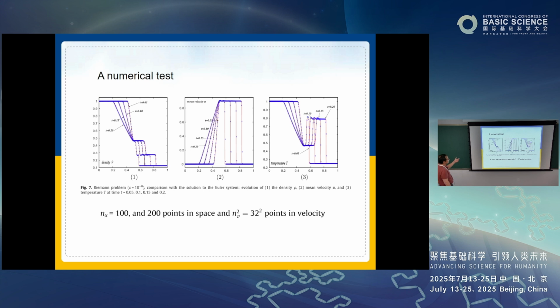And here the numerical test shows I can take epsilon very small, 10 to the minus 8, where the mesh size is like 10 to the minus 2. It's much bigger than epsilon. I can compute things like shock waves. Good.